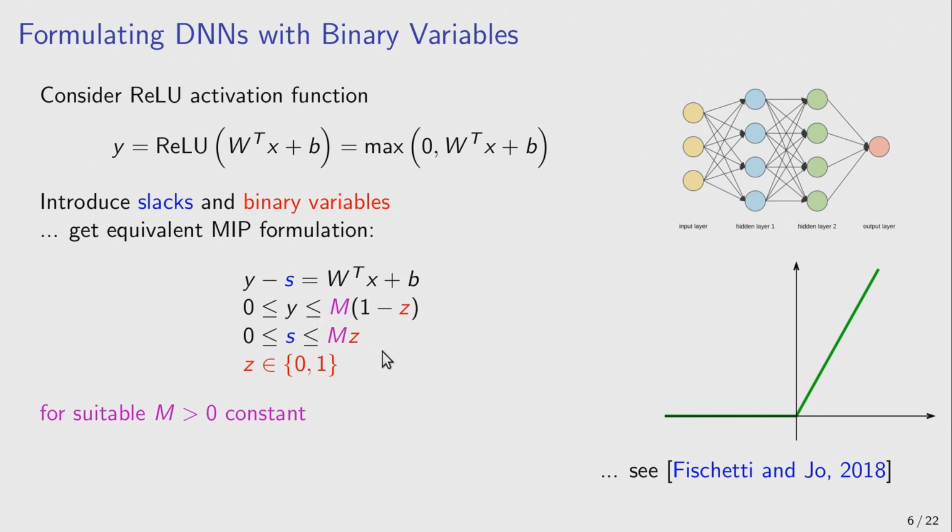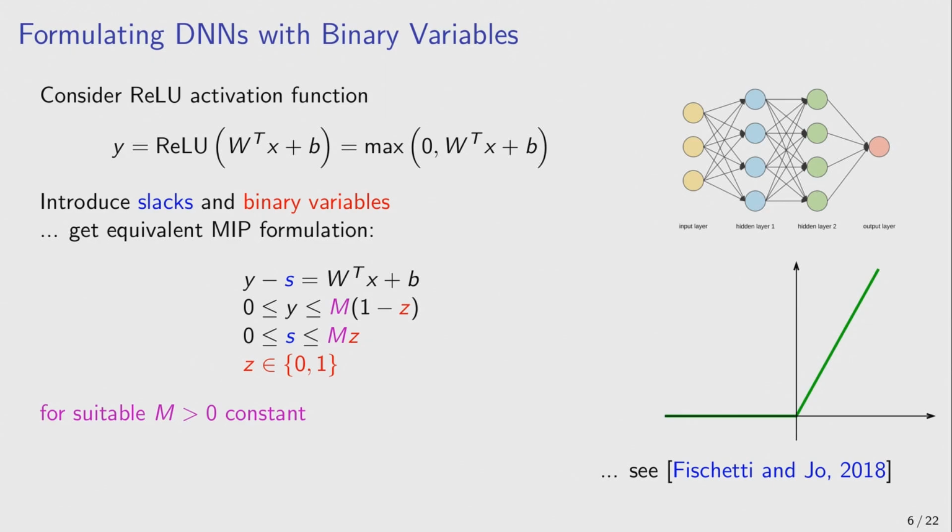I can quickly check that. If z is equal to 1, then y is equal to 0, and now minus s is w transpose x plus b, or s is minus w transpose x minus b. s is non-negative, so that means that what I have here is in fact non-positive. And so this reformulation is exact.